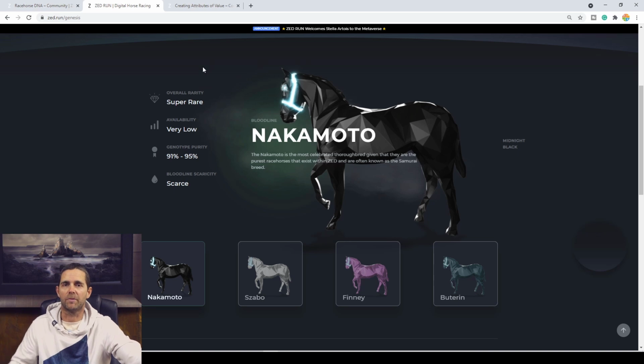If not, you can jump over and check out the website and go on to the Zed Run Discord. I'll leave a link to the Zed Run Discord in the comments below too. Click on that and you can ask around there if there are any more Genesis to be released. But of course, you can buy aftermarket Genesis horses on OpenSea. But they are the super rare.